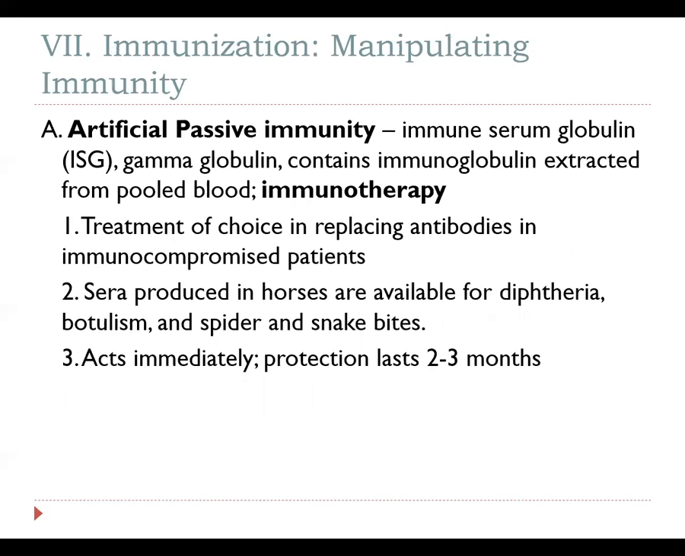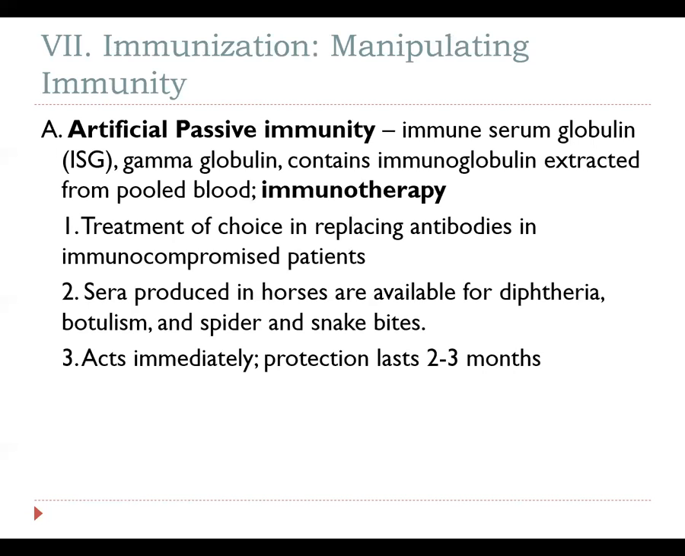Where would we use artificial passive immunity? Well, there's actually a couple of different places we do use this type of therapy. If you are an immunocompromised patient, you can use this for replacing antibodies for short-term protection. One such instance would be somebody who is undergoing cancer treatments or has had their bone marrow wiped out, waiting for a bone marrow transplant.